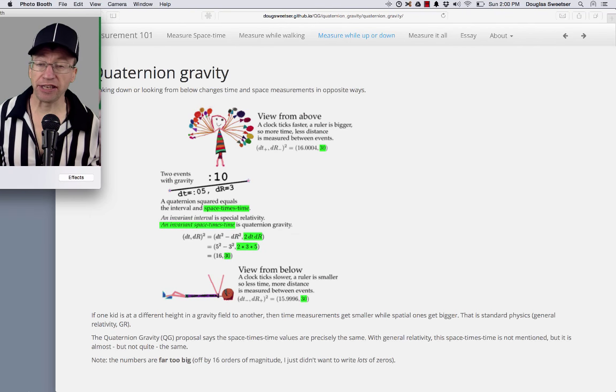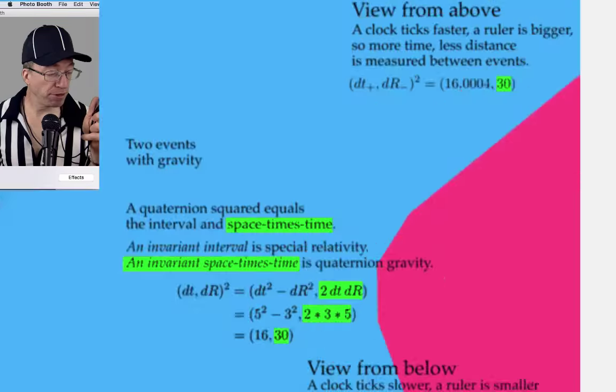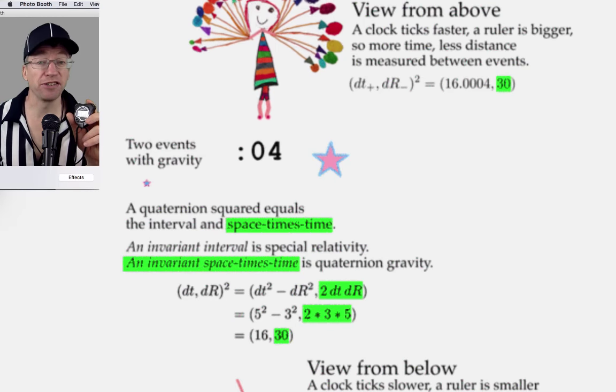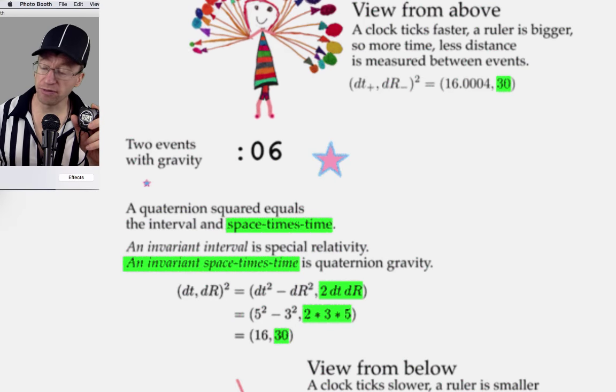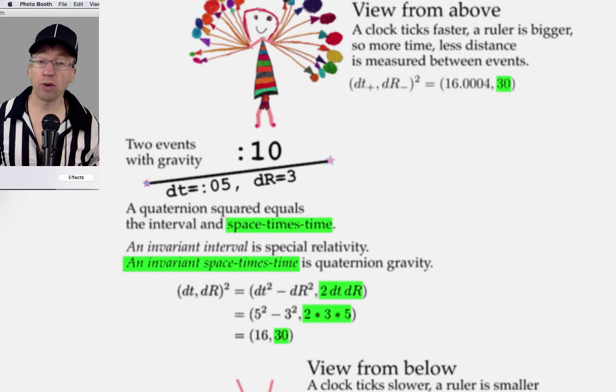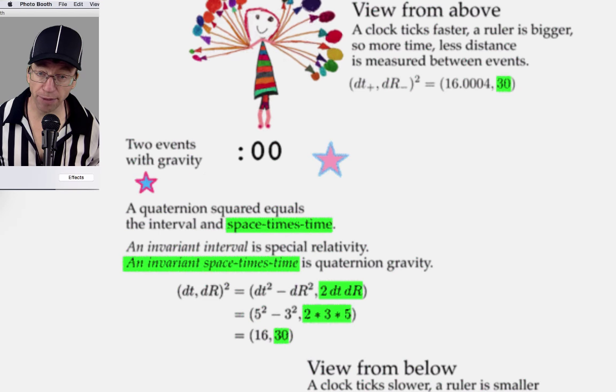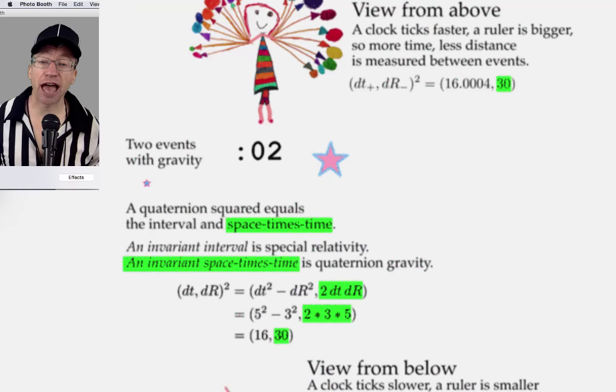So there are these two supernova, and the reference observer, that's me, goes and measures the time and says the time between those two events is 5. And the distance between the two is 3. So we do the square to find that the interval is 16 and the space times time is 30. And that's our starting point.